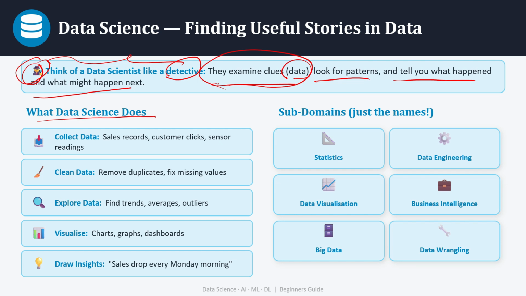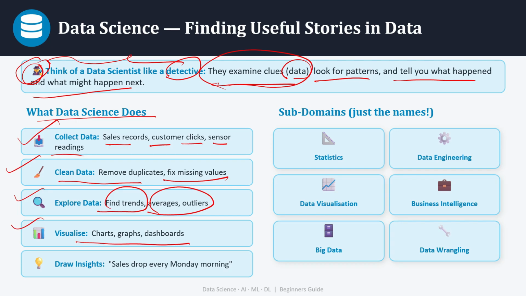Similarly, in data science, it collects data like sales records, customer clicks, sensor readings, etc. Then it cleans the data. You may have duplicate data, you may have missing values, and some data is not required, so you need to clean the data. Then you need to explore the data, and find the trends in the data. Once you have a trend, you can visualize it in graphs. We have data, then we create different kinds of graphs based on the data.